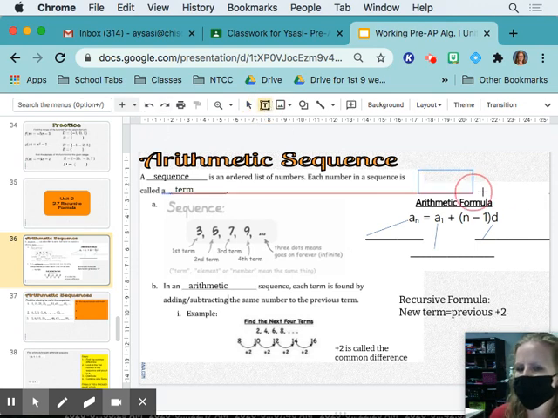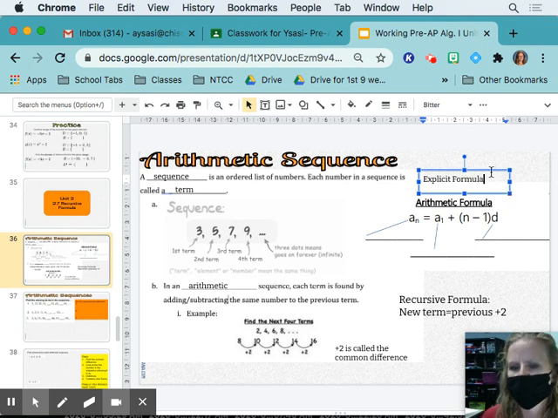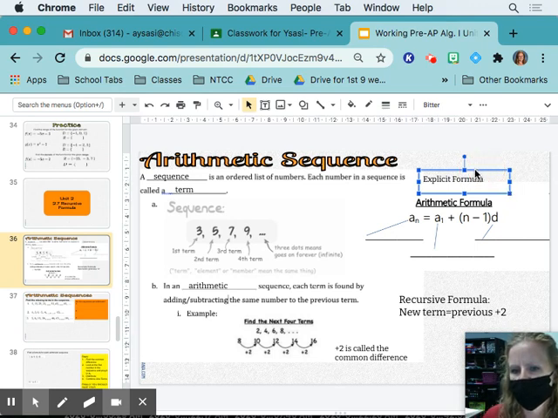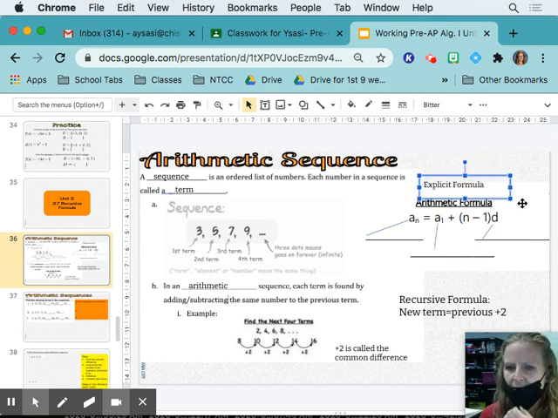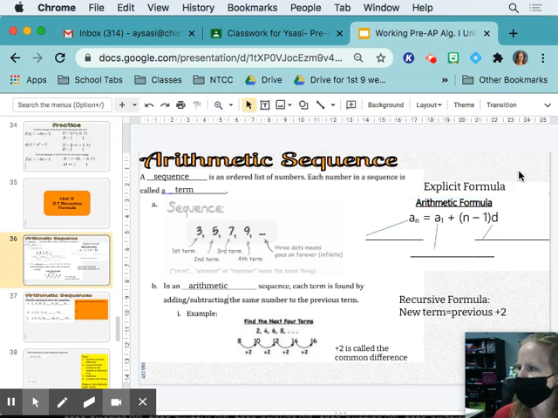Okay, this is called the explicit formula. And that's what we're going to focus on today with our arithmetic sequence. And we're going to identify what each one of these things mean.